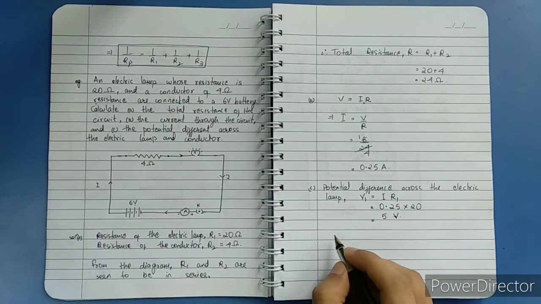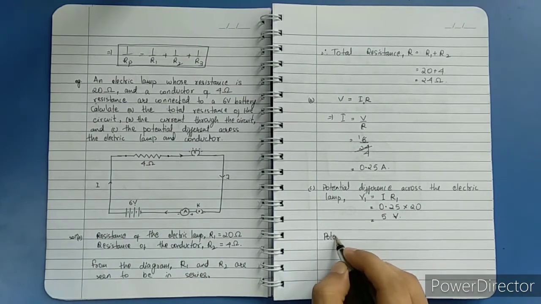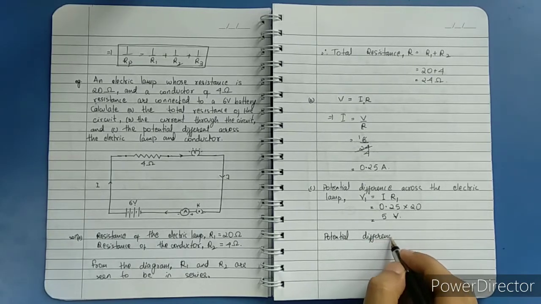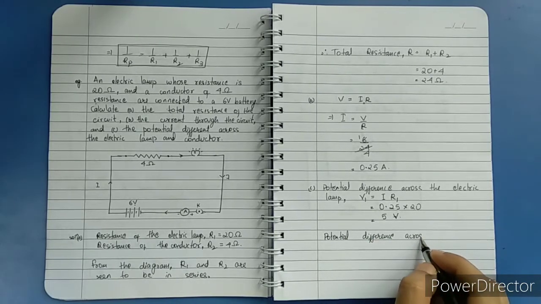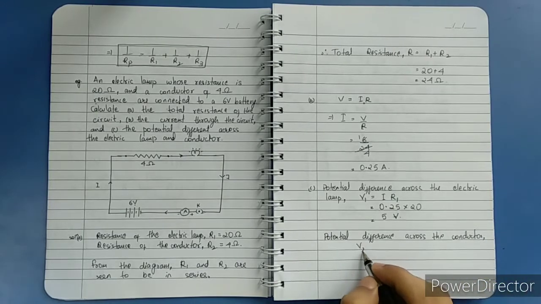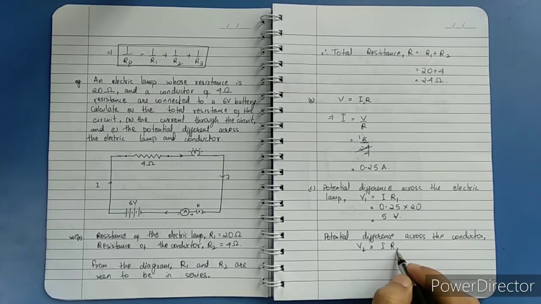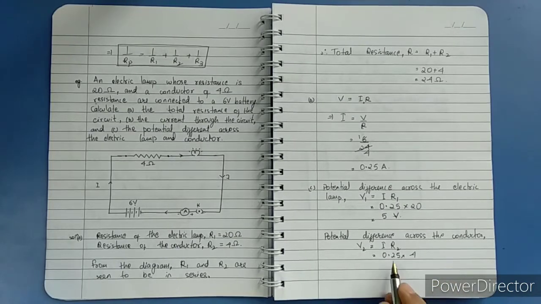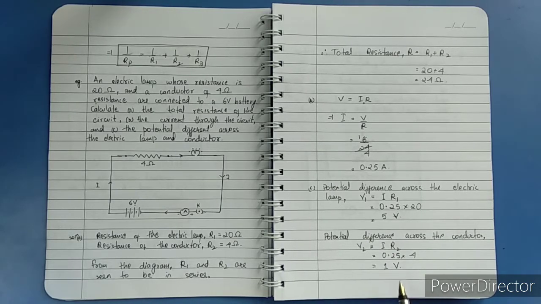Now let's find out in the same way the potential difference across the conductor. V2 will be equal to I R2. I is 0.25 into R2 which is 4, and 0.25 into 4 is basically 1 volt. As we can see, the total voltage again holds to be 6 volt. So our answers are correct.